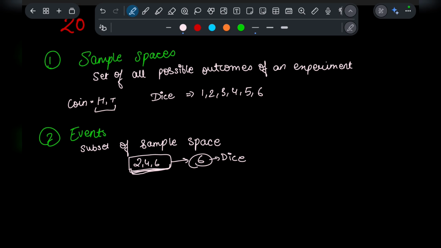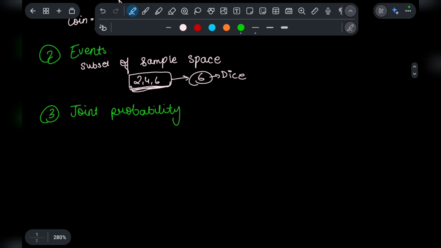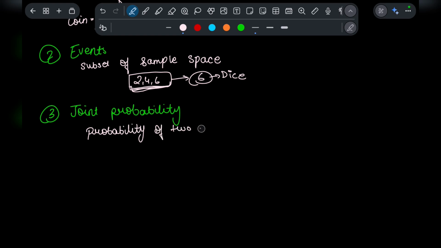Now let's talk about joint probability. Joint probability is nothing but the probability of two events happening together.